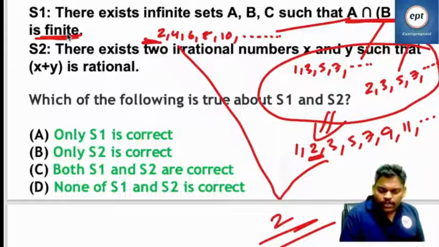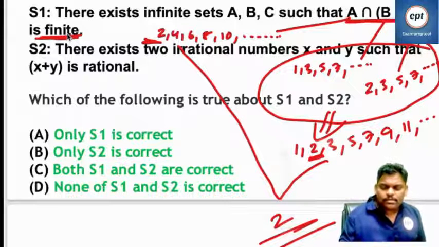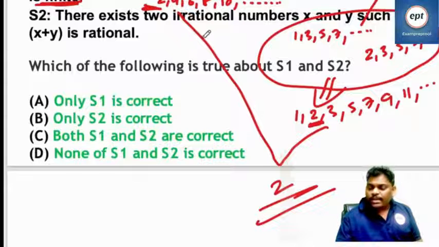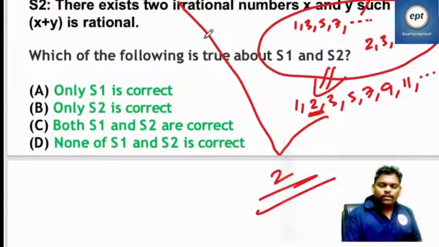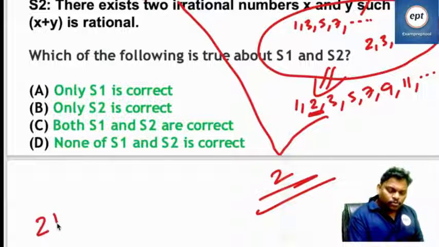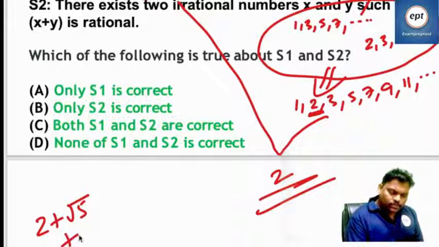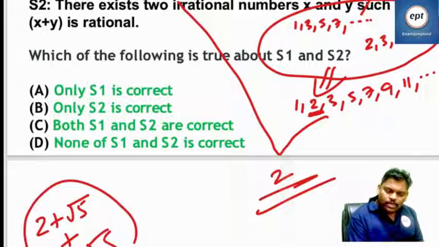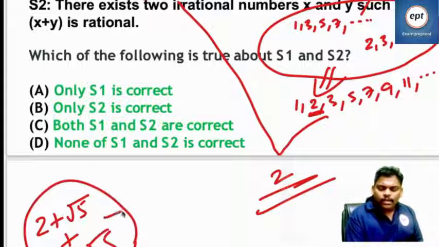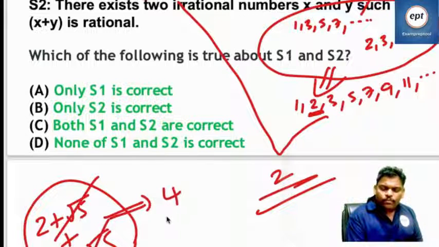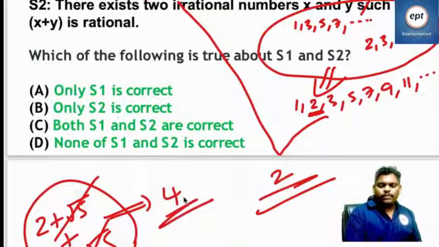So S1 is true or not? S1 is correct. See the S2. Two irrational numbers x and y, if you add, the result will become rational. I think that is fine. 2 plus root 5, 2 minus root 5. These are irrational numbers. If you add both of them, plus root 5 and minus root 5 cancel. It became 4. It is a rational number.